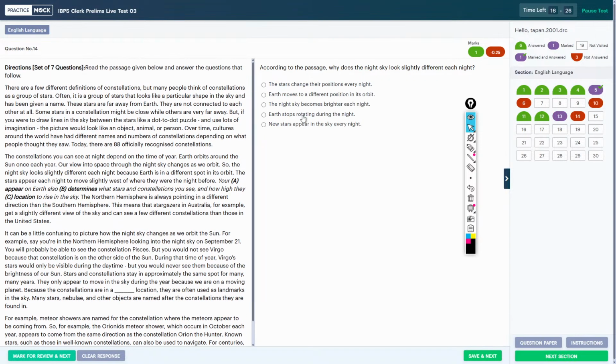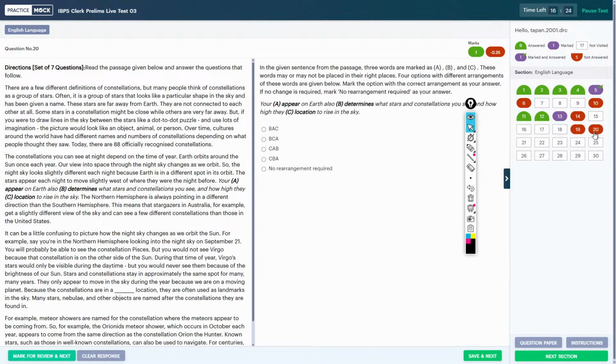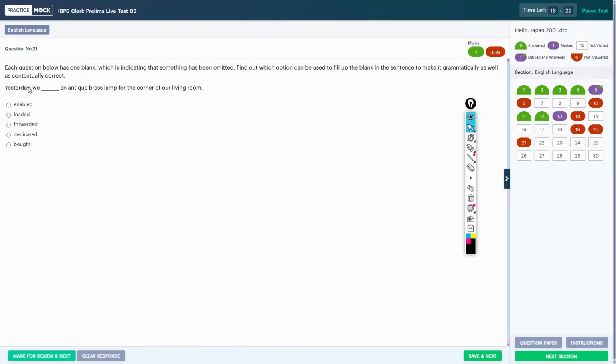Seventh set of questions. Yesterday we bought an antique brass lamp for the corner of our living room. The children love to feed the ducks at the nearby park.